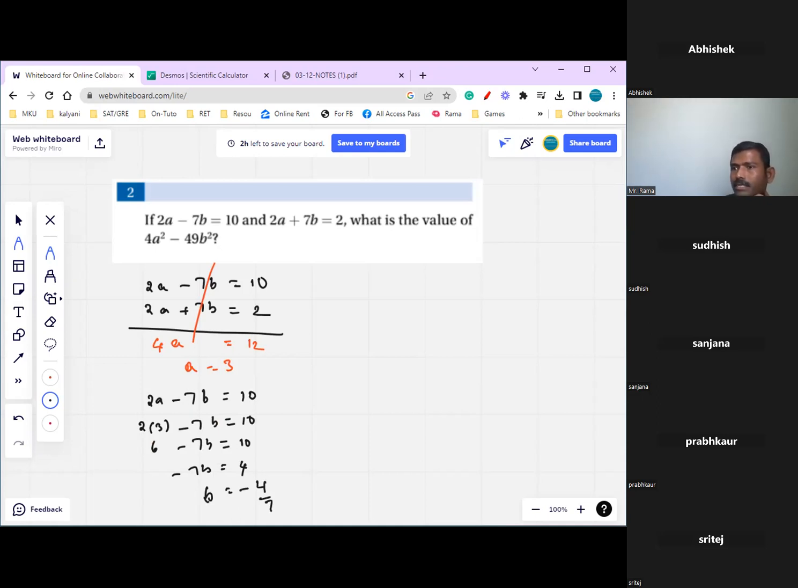Okay. But again, now you have the a and b values. What you do is take them and plug them back into the expression. That's what we teach in school, right? Whenever you see two equations, that's what you normally see.